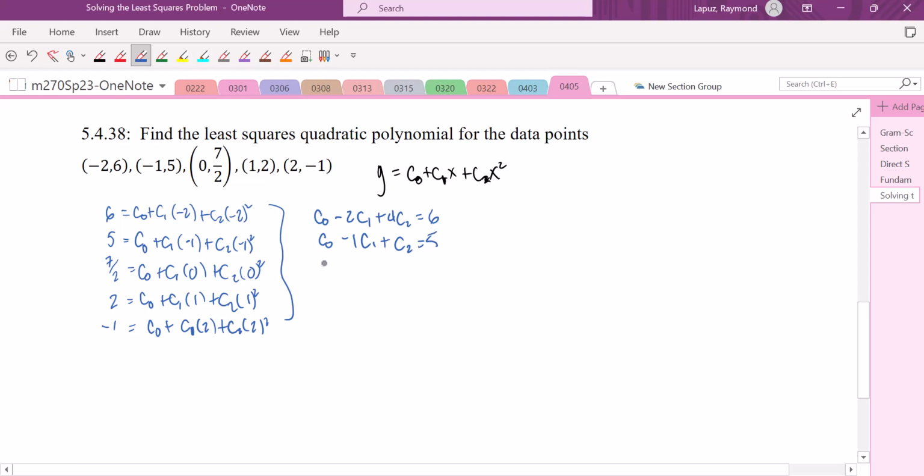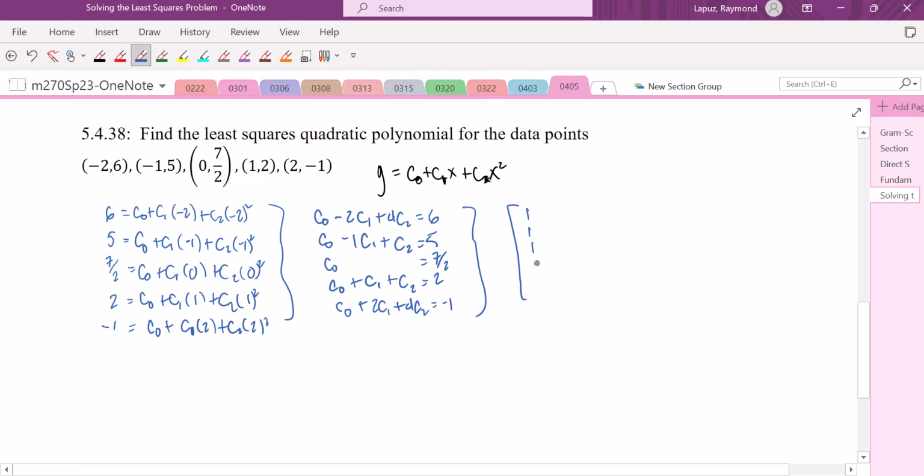And that one's equal to 5, and then c sub 0, and then we have a bunch of zeros, and you get 7 halves. And then c sub 0 plus c sub 1 plus c sub 2 is equal to 2. And finally, c sub 0 plus 2 c sub 1 plus 4 c sub 2 is equal to negative 1. And continuing on, we can look at the matrix of coefficients.